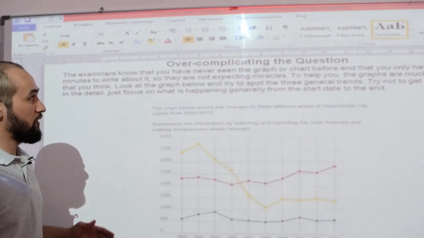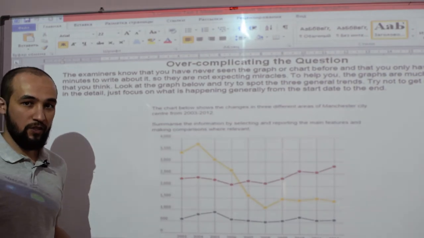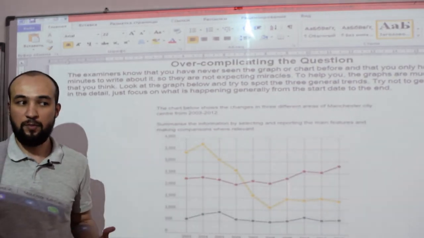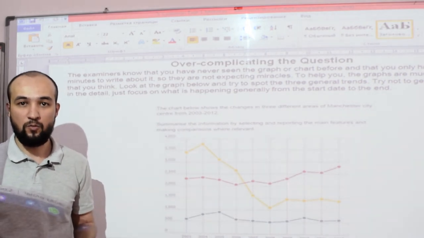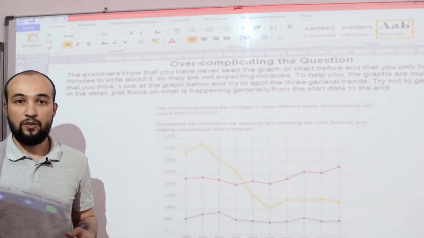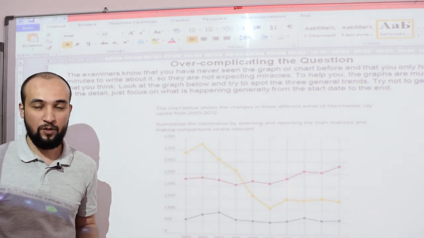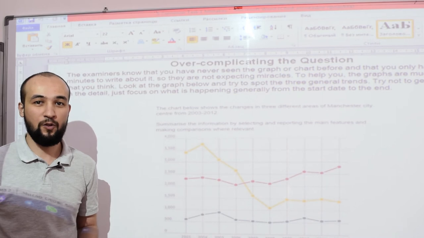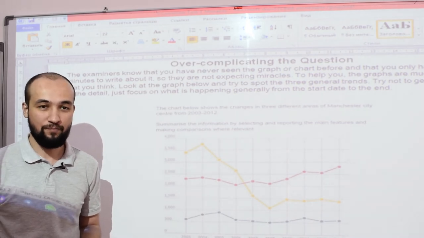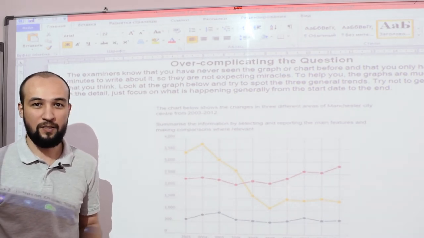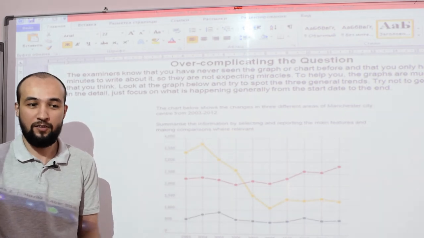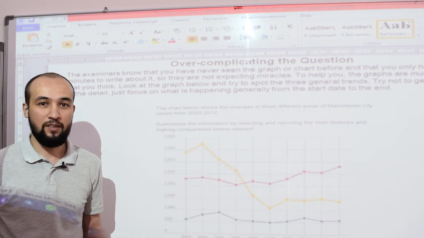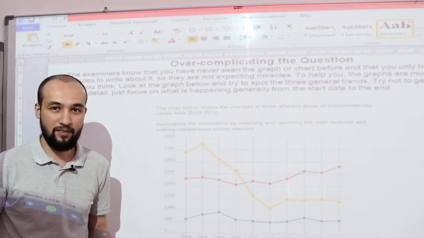The next one is overcomplicating the question. Sometimes you just have to be simple. In task 1, your response has to be simple. Don't try to add pineapple to a plov, to a manta, to a mustard. Even if you add pineapple, orange, or let's say avocado to mustard, they don't make the food delicious, they don't make the food exceptional. So simplicity is the key here.